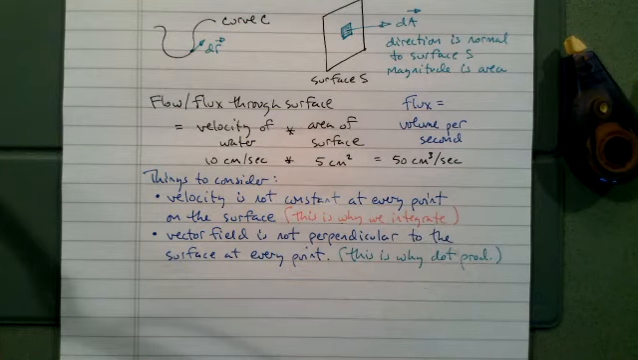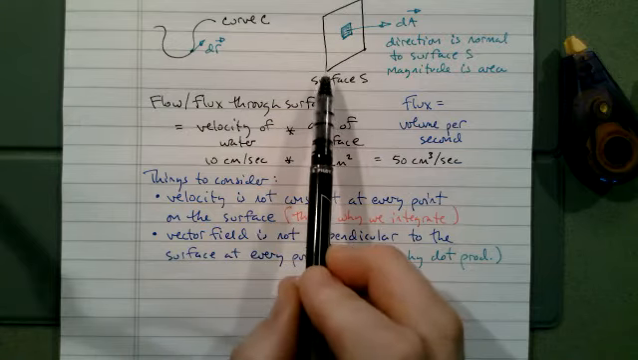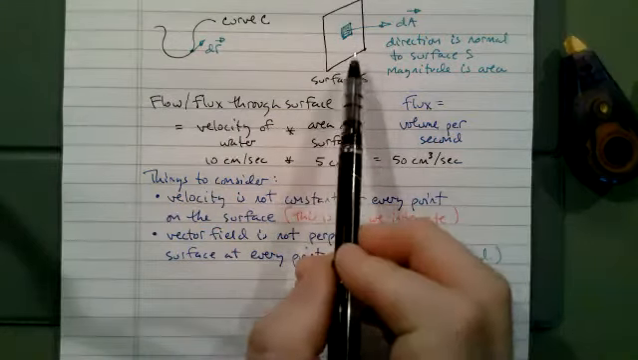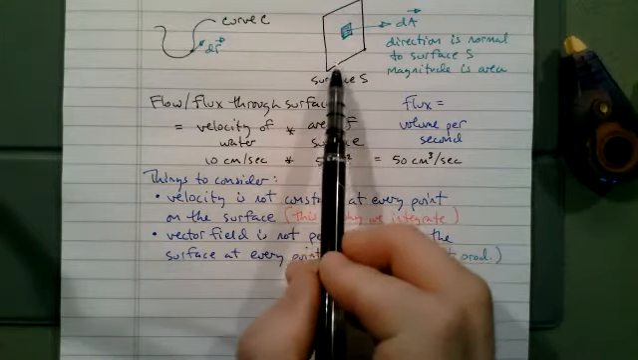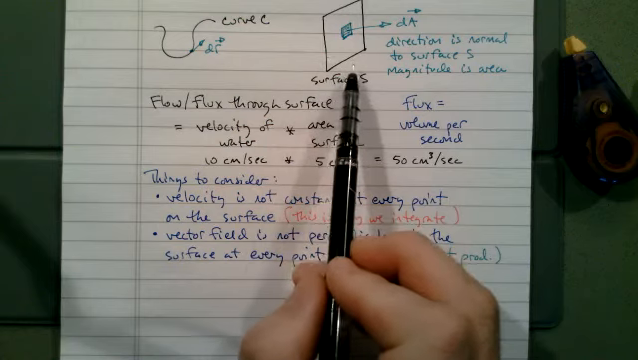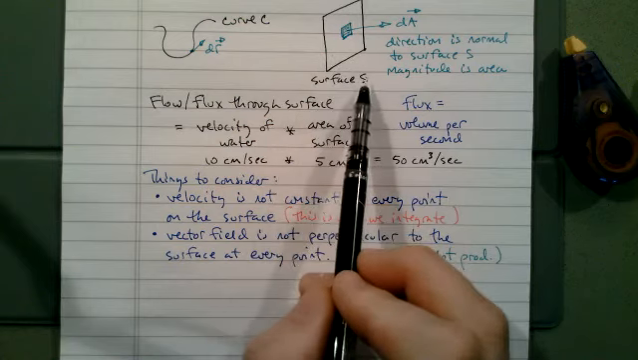Integration is multiplication where one of the factors is variable. So the velocity might not be constant at every point on the surface. The other thing is the vector field might not be hitting the surface perpendicular. If we calculate the vector field at every point on this surface, it's not going to be perpendicular to the surface all the time. So it's going to be, say, at some crazy angle.